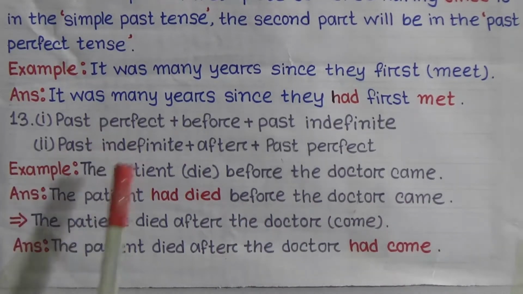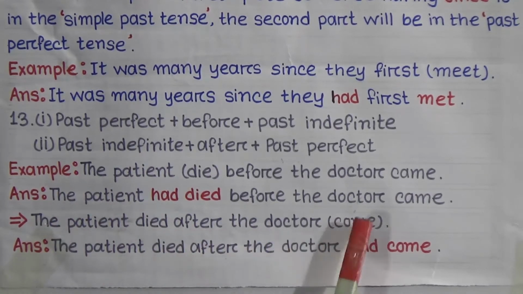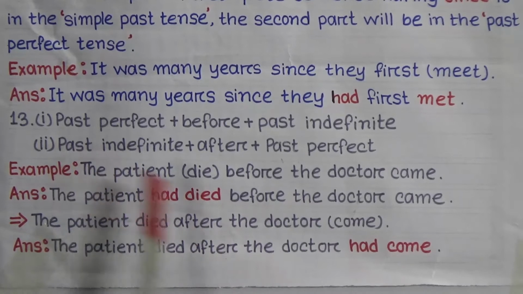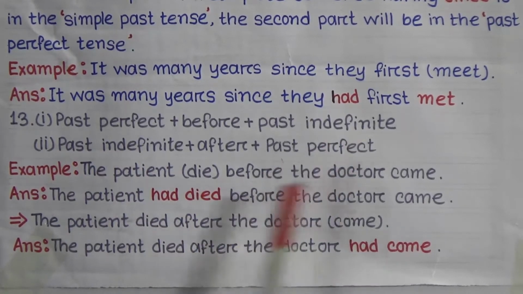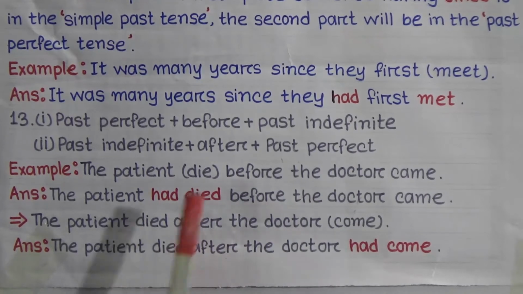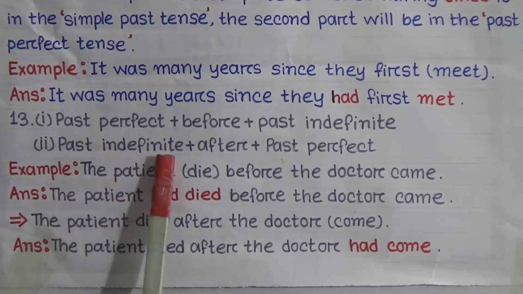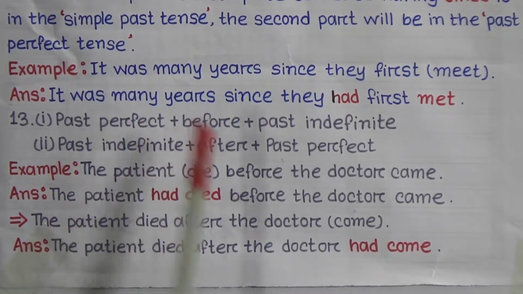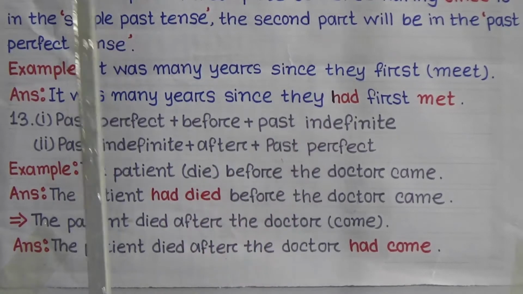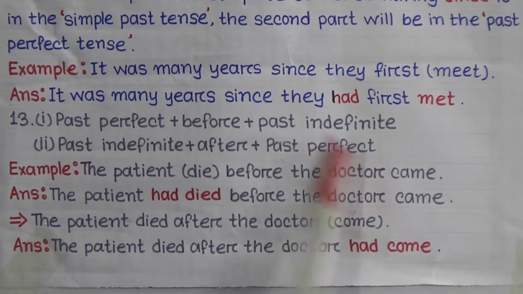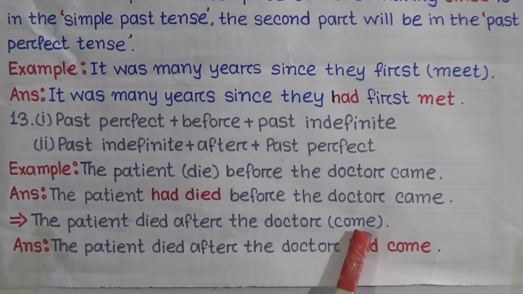And look in next example, the patient died after the doctor (come). So this is next rule, after. We have learned about before and now it is with after. We know first part will be in past indefinite, the patient died. Then it will be after, and after the word after we have to use past perfect. So come will be had come. We know the past participle form of come is come. There is no change in base form and past participle form. So the patient had died after the doctor had come.